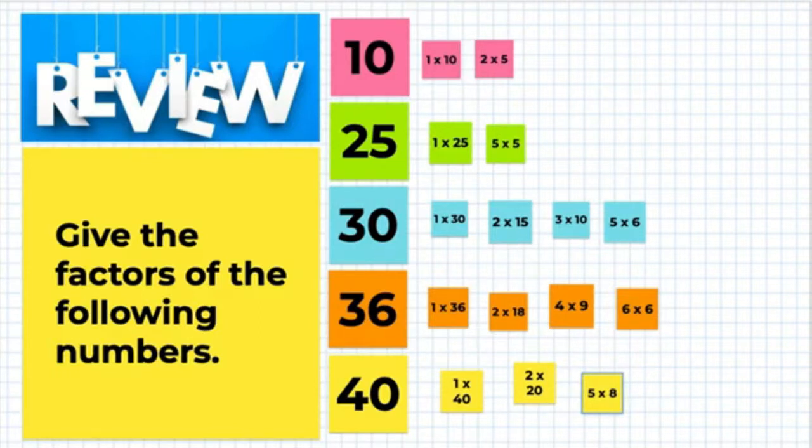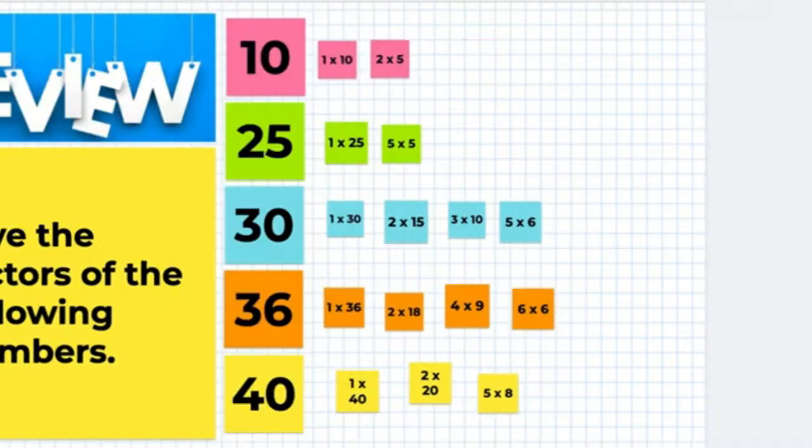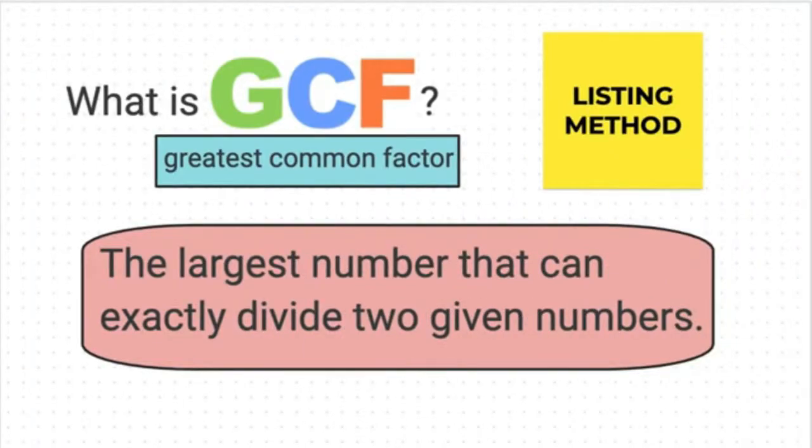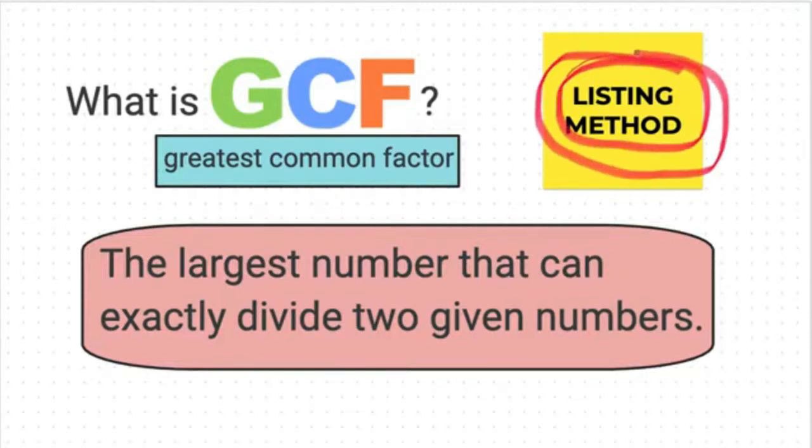Okay, so that's it. That concept has something to do with our topic for today, and that is the greatest common factor using the listing method. So we'll be getting the GCF. Sorry, I'll change my pen. We will get the GCF of two or more numbers by using the listing method.